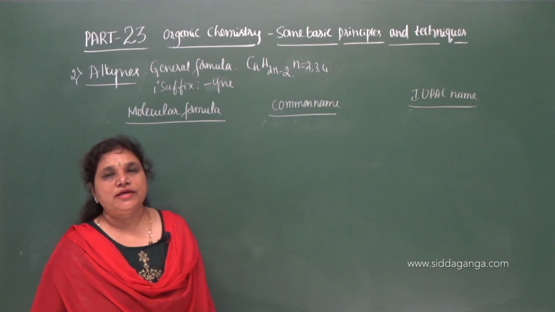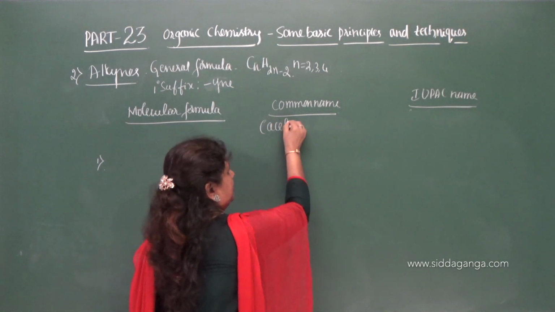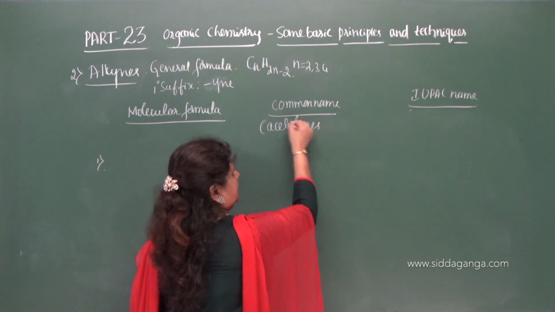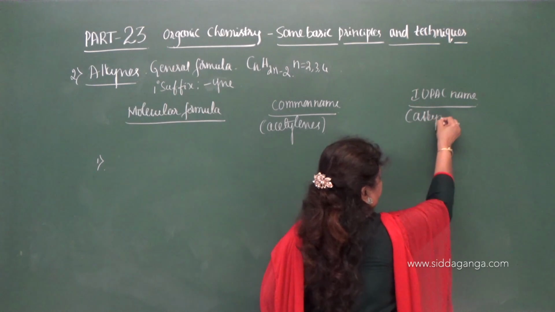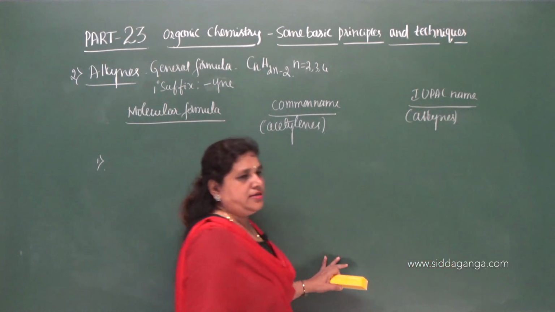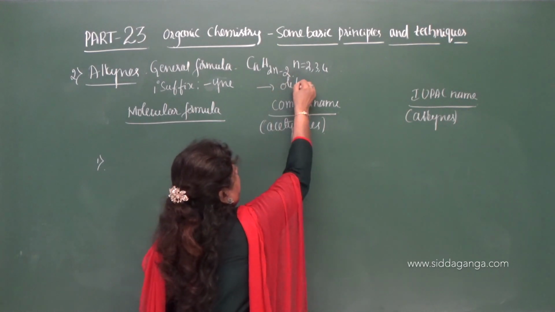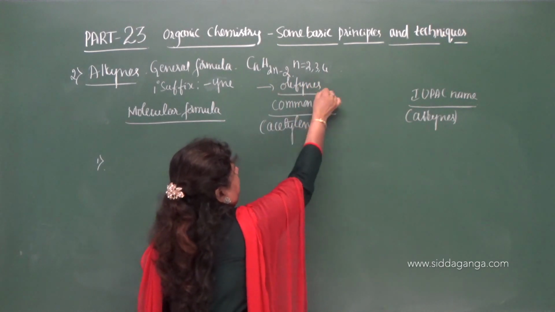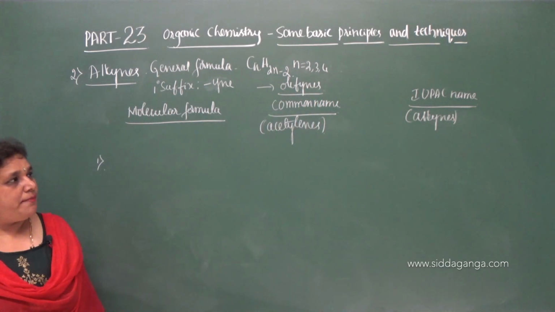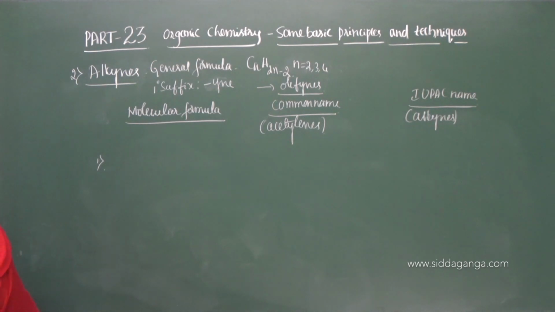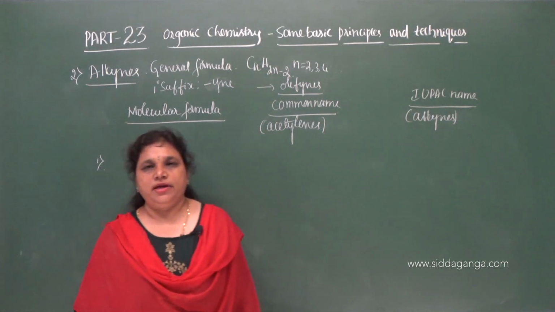And what about the IUPAC name? Alkyne. So here we need to give acetylenes, and here alkynes. So alkynes are also called what? Olefines. They are also called olefines, containing a triple bond. They are present in oils, therefore they are called olefines. Alkenes are called olefins. Olefins are nothing but alkenes.